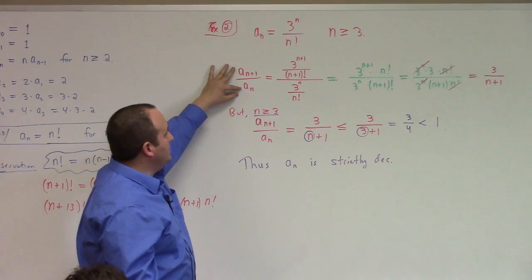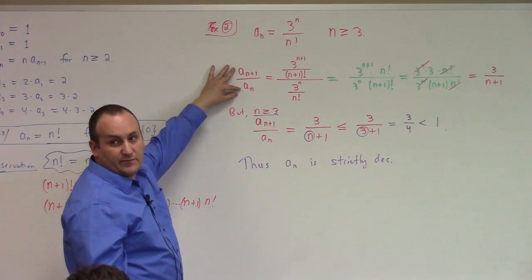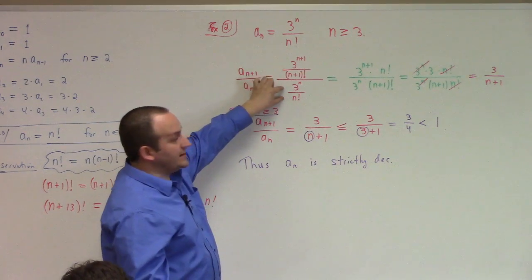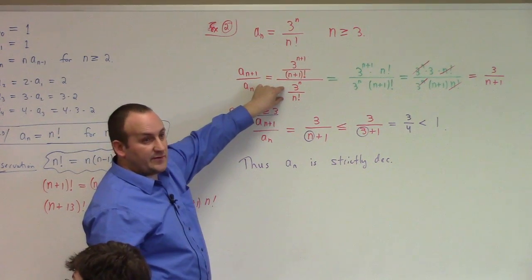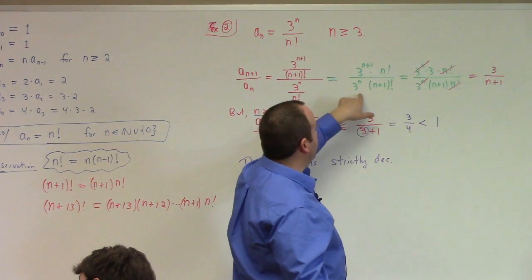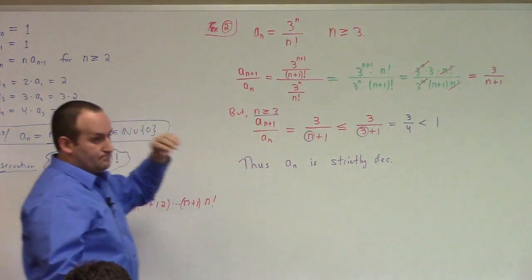We look at the quotient, right? Again, we just plug n plus 1 into the formula. So this is a sub n plus 1, and this is a sub n, then we do algebra. So (3 to the n plus 1) times n factorial over (3 to the n) times (n plus 1) factorial. Right?